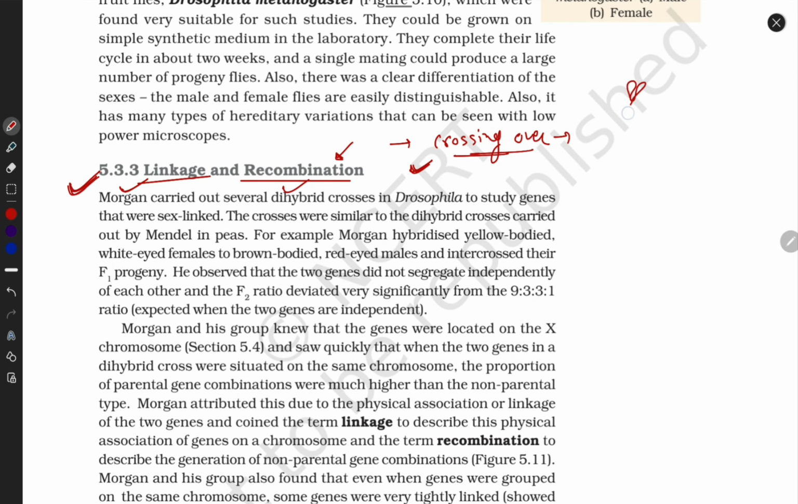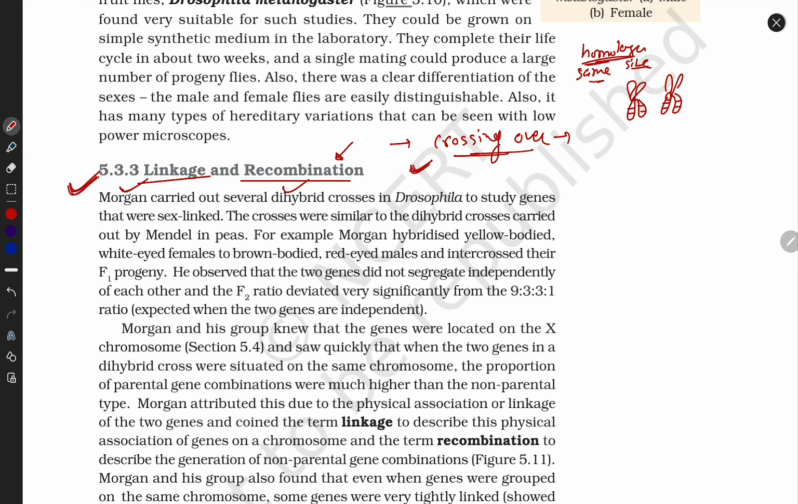Guys, here is one chromosome and here is another chromosome, but they are homologous chromosomes. Same genes located at same position. That's why we call it homo, same. Locus means their sites.